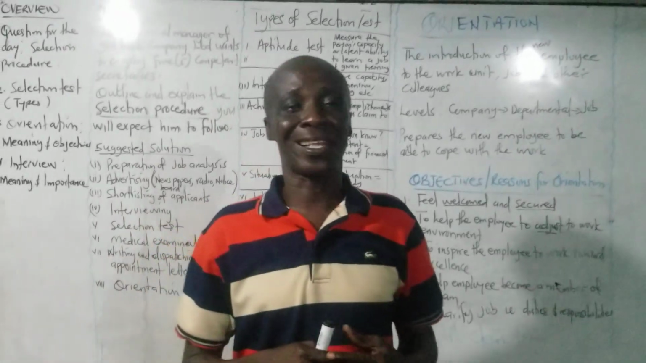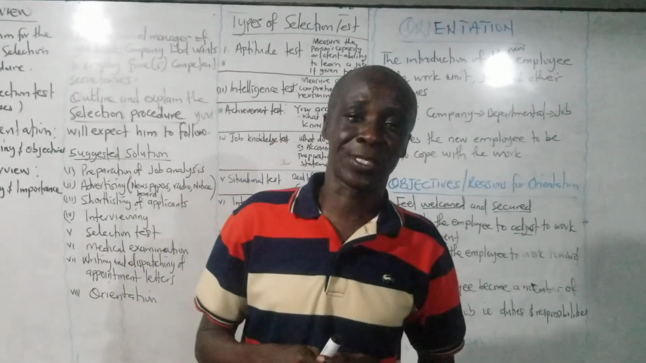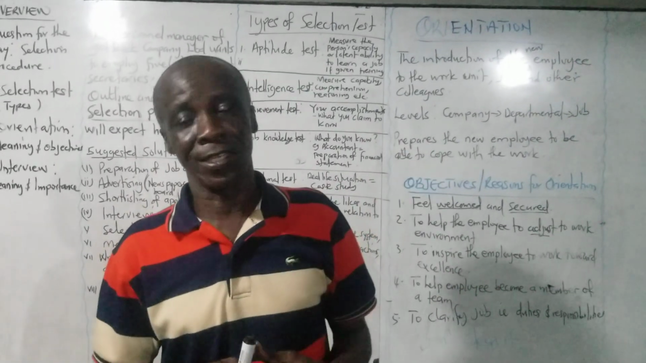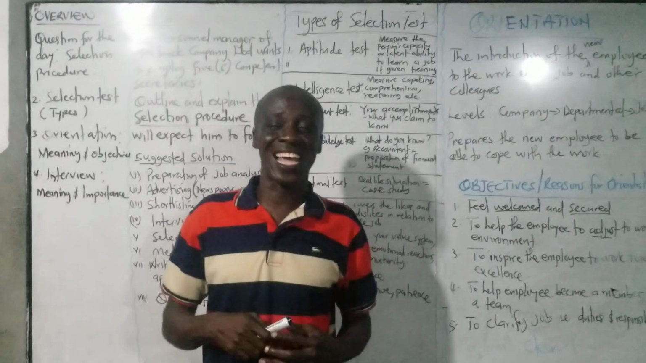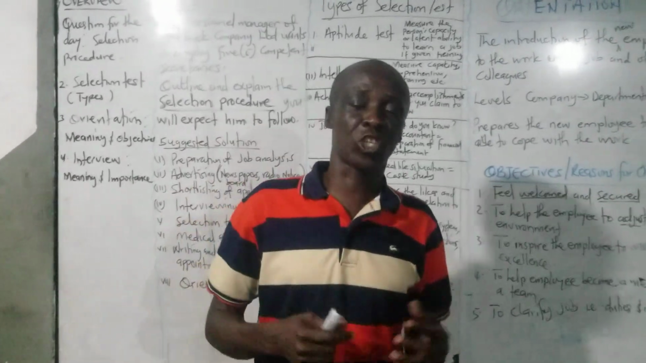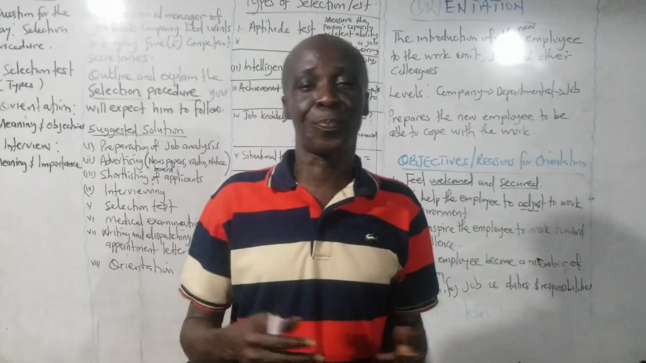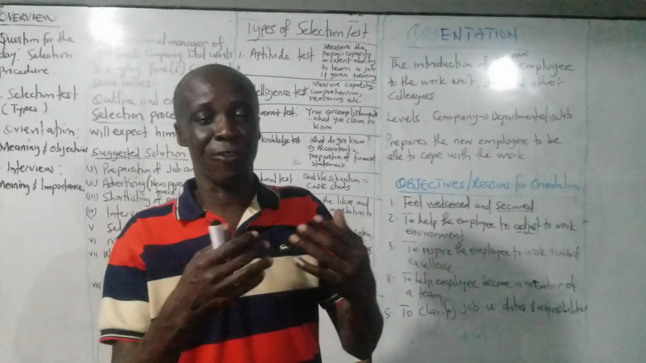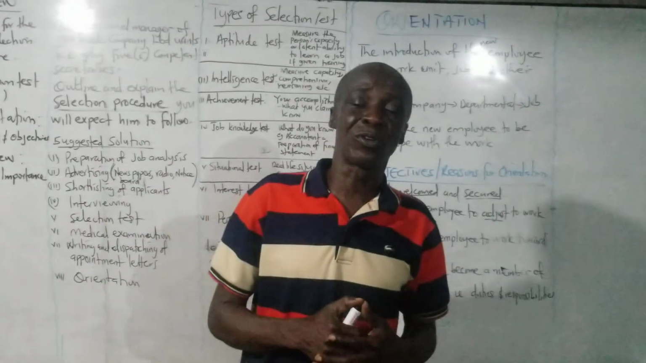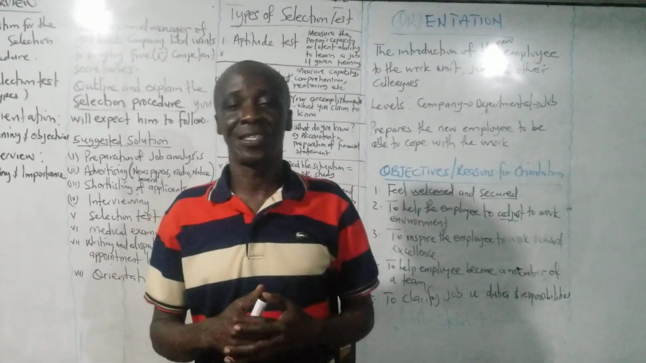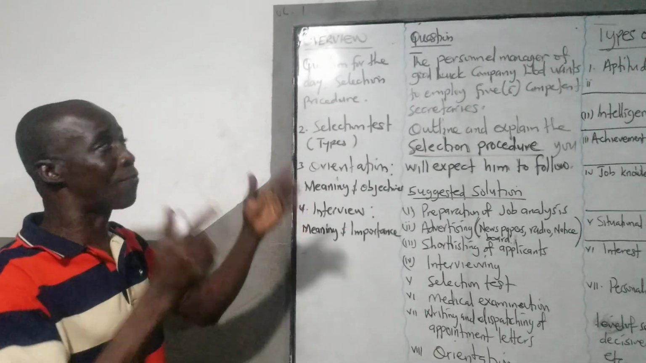There was a question, but time could not allow us to go through that question. So today I'll be starting with that question. It was asked in one of the years. The students were asked to outline and explain the selection procedure that the personnel manager, now we are looking at the human resource manager, would go through in recruiting 5 competent secretaries.